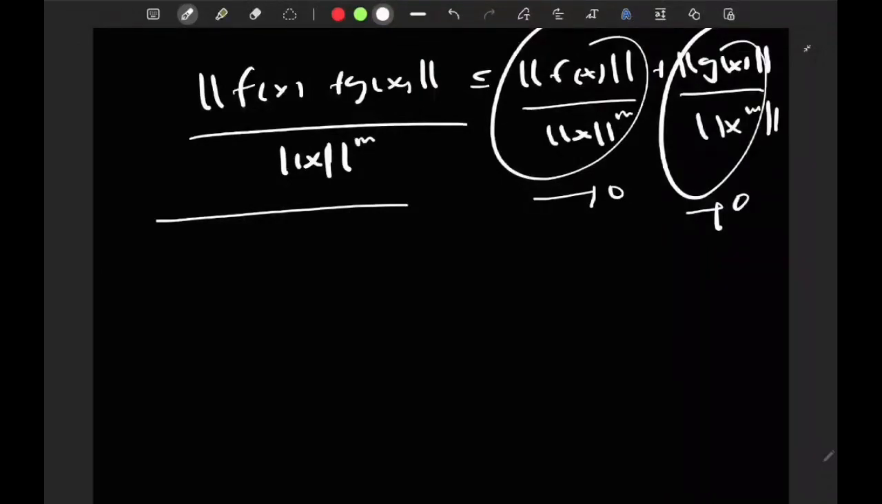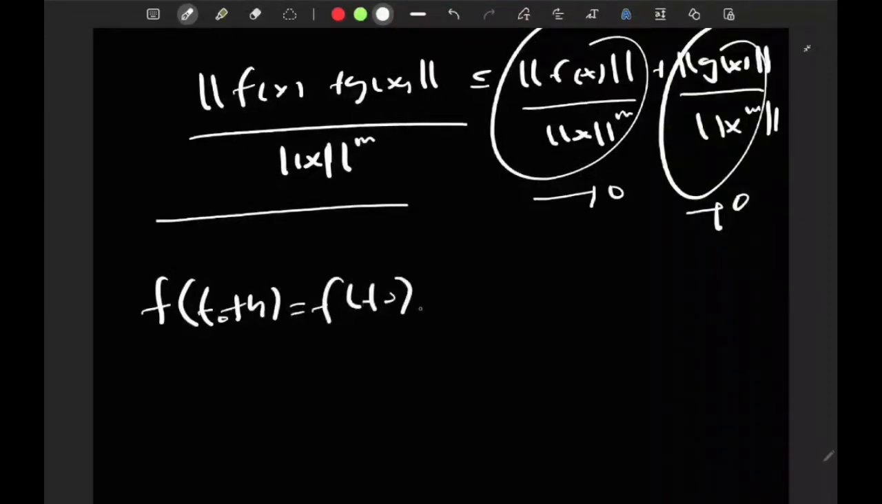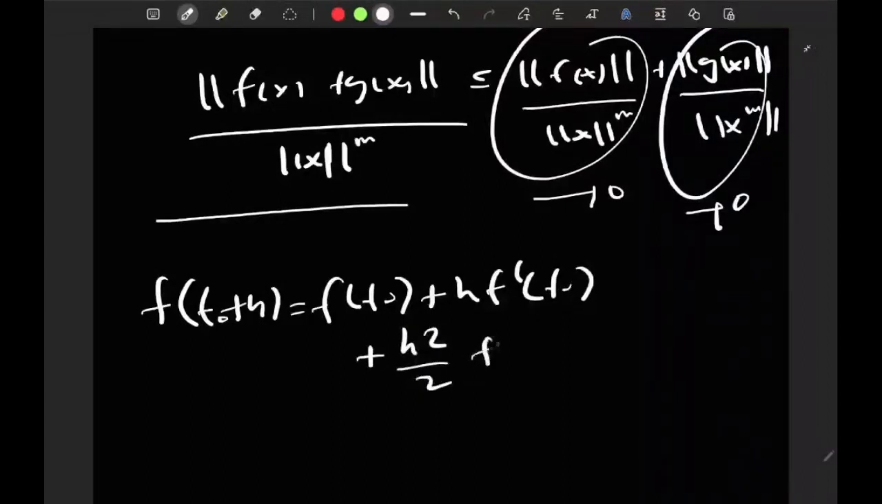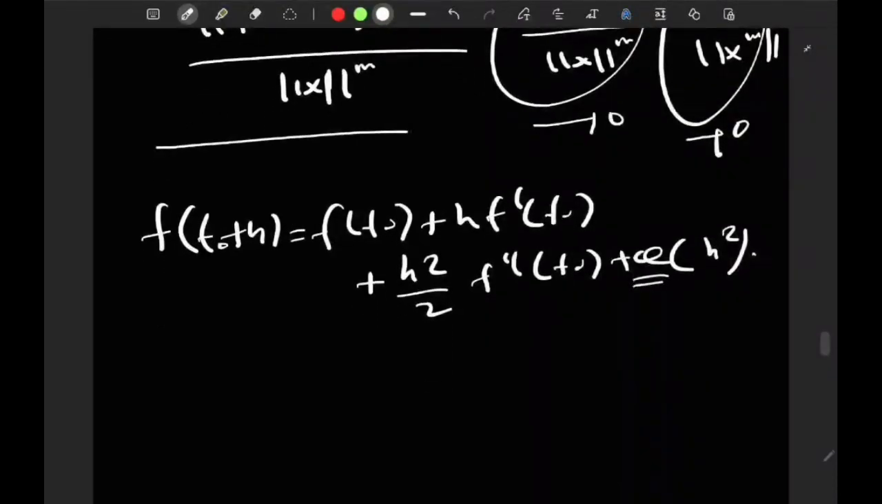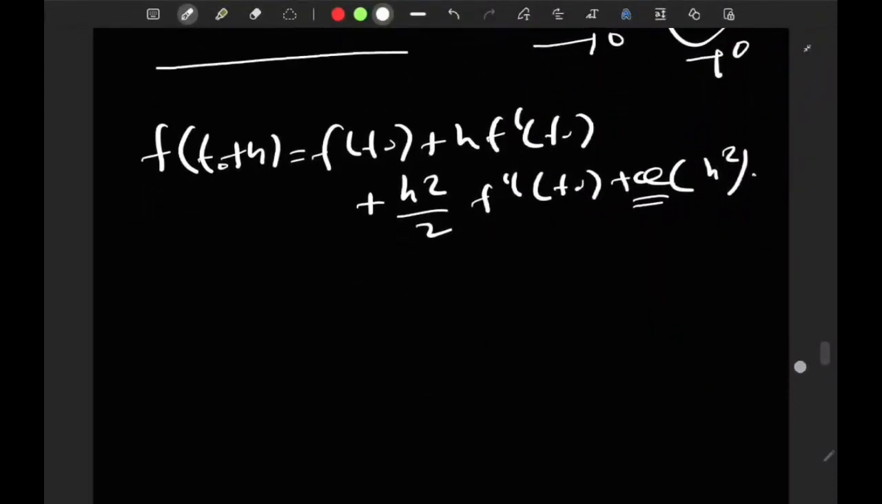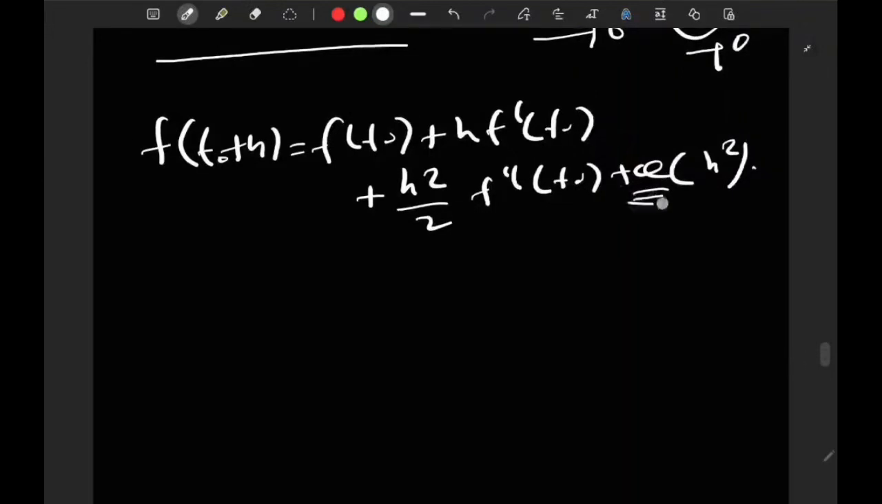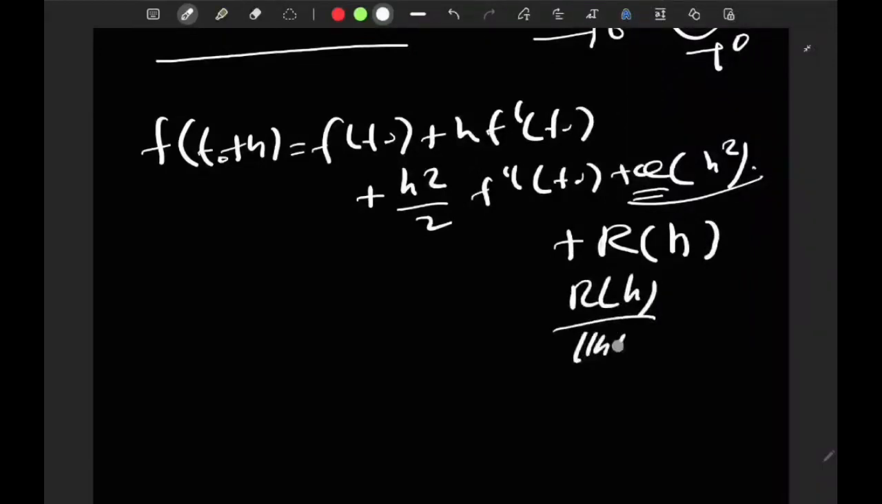In Taylor's theorem, we're going to see something like f of t0 plus h being equal to f of t0 plus h f prime of t0 plus h squared over 2 f double prime of t0, let's say, plus little o of h squared. And here little o will appear naturally, and it would be useful to refer to things this way rather than saying, well, this is a certain remainder, a function of h, and the remainder divided by norm h squared will go to 0. This is more painful than just saying little o of h squared.